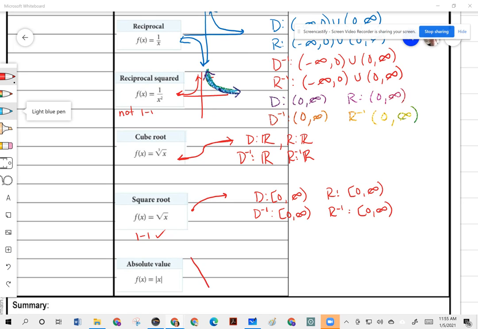And here we have the absolute value of x, and that is not one-to-one. So what we need to do is restrict it so that it is a one-to-one function. So the domain on that is going to be from 0 to infinity, and the same way with the range. And now that we've restricted it, the domain of the inverse is going to be the same as the range, and then the range of the inverse is going to be the same as the domain of the original.